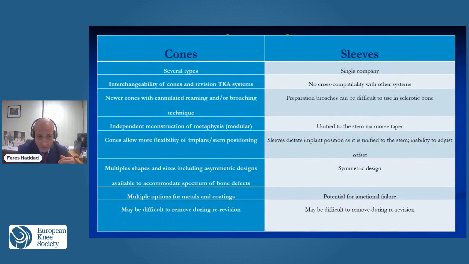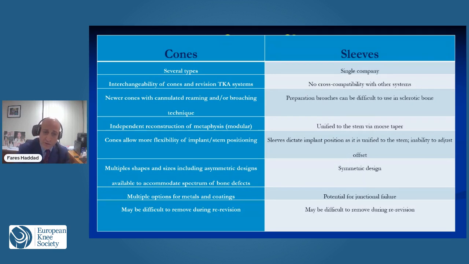This is a table that we've created, and I'll just take you through it quickly, just to take through advantages and disadvantages of each. I think as I said to you already, the beauty of cones is that there are several types. You can go between systems, you can use different cone types. Some you can actually have a reasonable workflow and work through the cones.